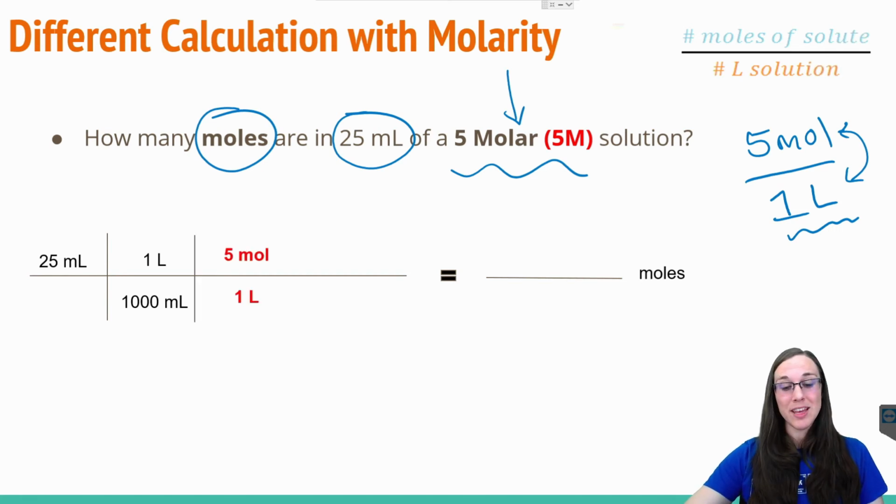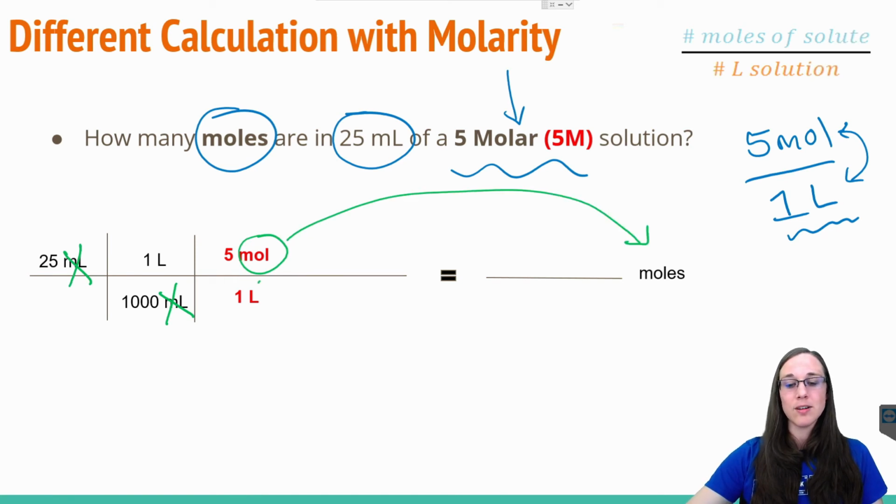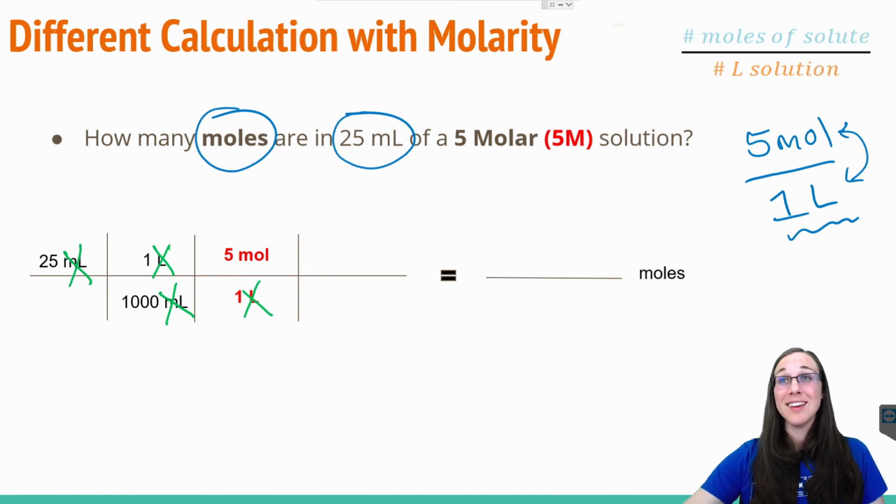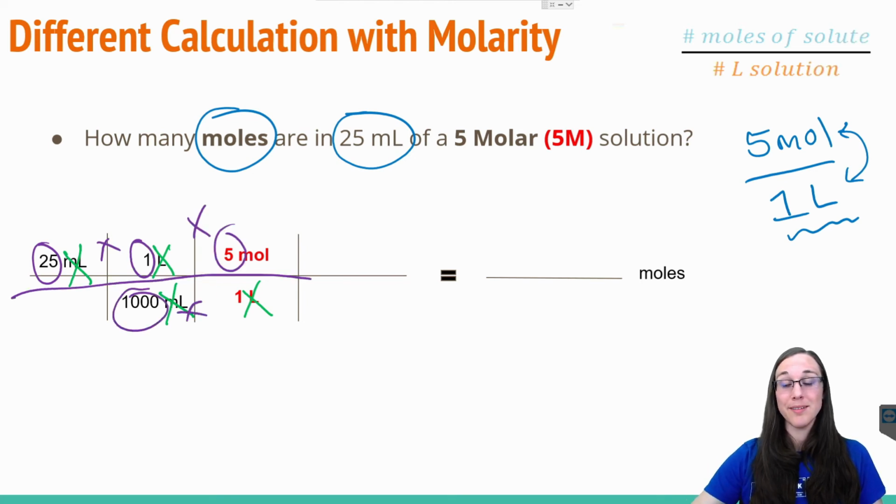Now after we've done that conversion, we can see that milliliters cancels. I plug in my given molar value, my 5 moles per liter, in order to have moles as my ending unit and in order to get rid of the liters that we were stuck with before. All of my units cancel except for the one I'm going for, so now I can calculate. This is easy as 25 times 1 times 5, all divided by 1,000 times 1, for a final answer of 0.125 moles.